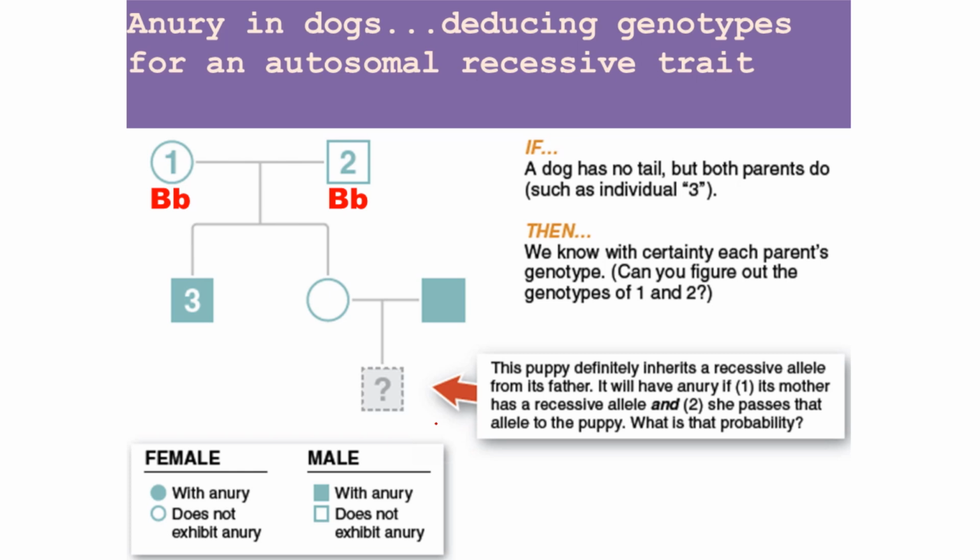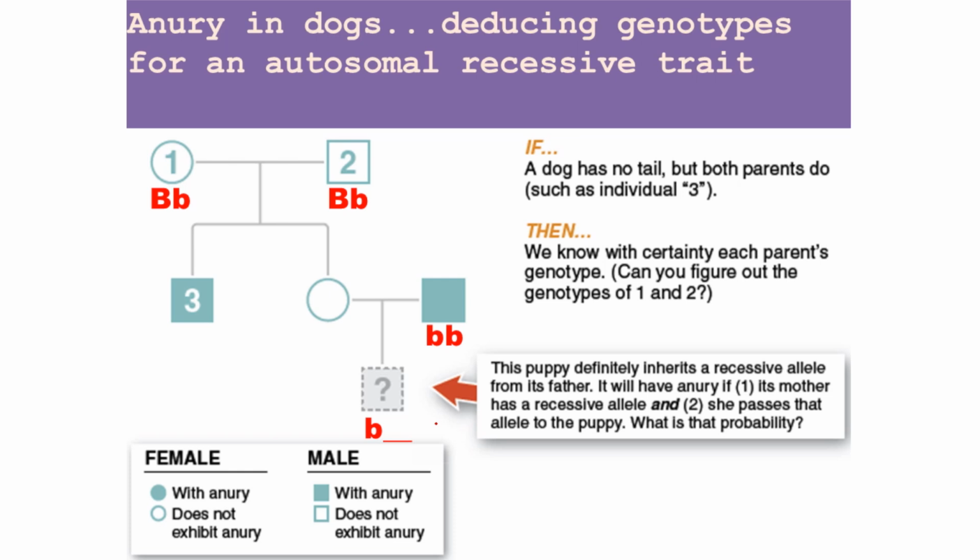Now we've got this dotted line around a male here, so it's a puppy, and we don't have that much information about it. What we're trying to figure out is what's the probability that this individual is going to have anury? Well, we see that the father is filled in, so we know his genotype has to be little b, little b. The way we solve this one is we know that the new puppy here has to have a little b because that's all the father has to give.